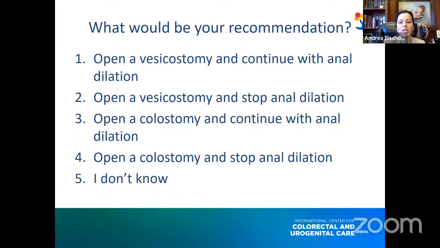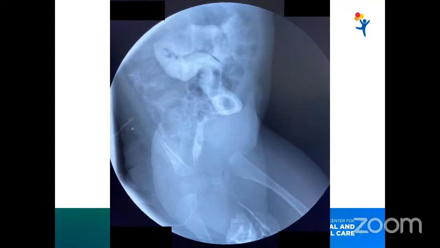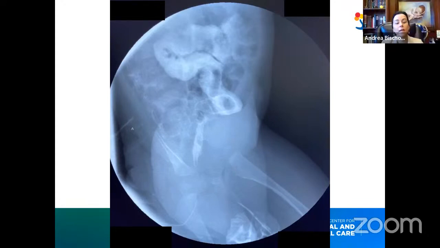Okay, very interesting. So let's look again at the contrast enema. With this contrast enema, knowing that the patient has a fistula, I have to say that I am very concerned that this distal segment will not be useful. And the other thing is, for sure, you will have to take the anoplasty. Therefore, my recommendation would be stop anal dilations. This is a real stricture.